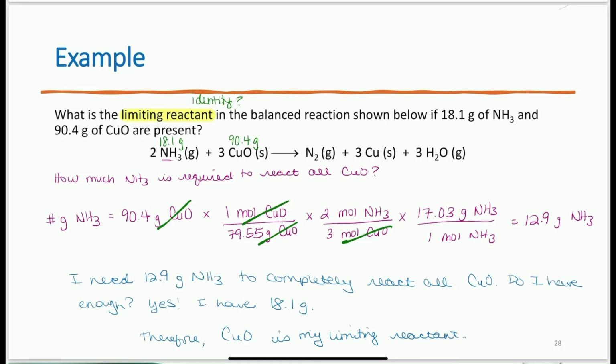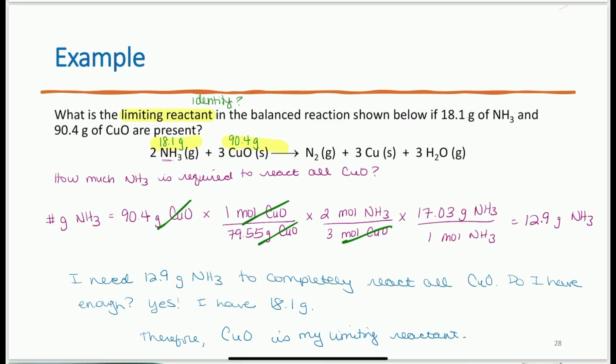So this one kind of throws students off, because students will try to do it by brute force and they'll be like, oh, 18.1, 90.4. Clearly ammonia is going to be the limiting reactant. No, ammonia is a really small compound, so it has a pretty small molar mass. And with only 2 ammonias reacting with 3 copper 2 oxides, we see that it is actually flipped here. The ammonia is actually our excess reactant.